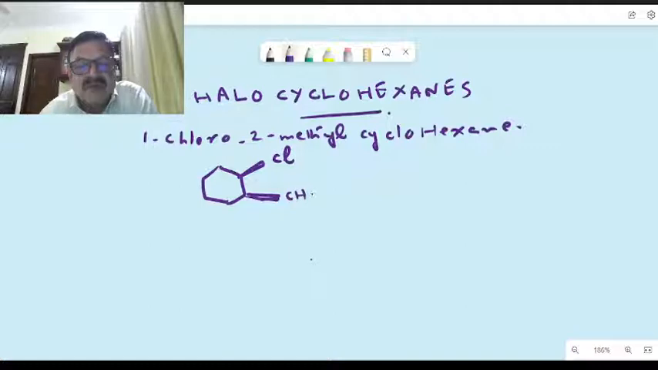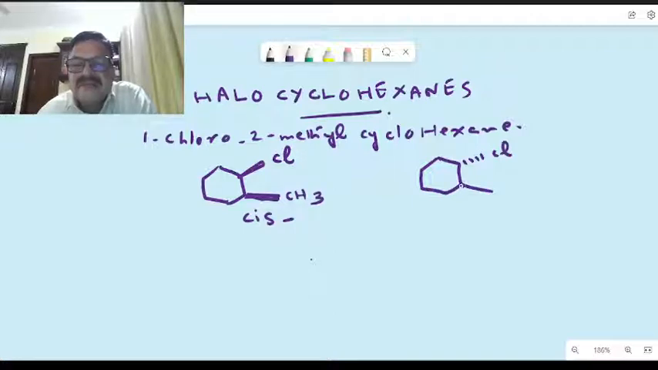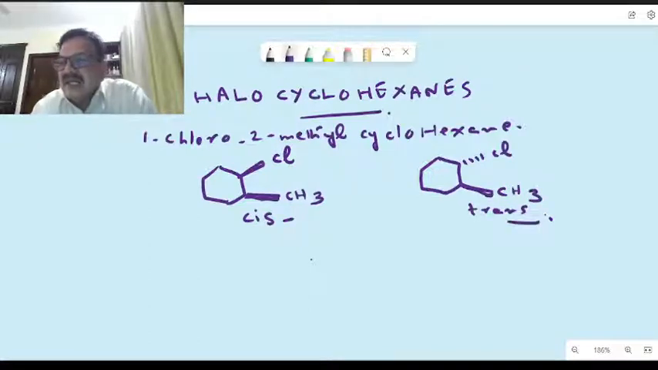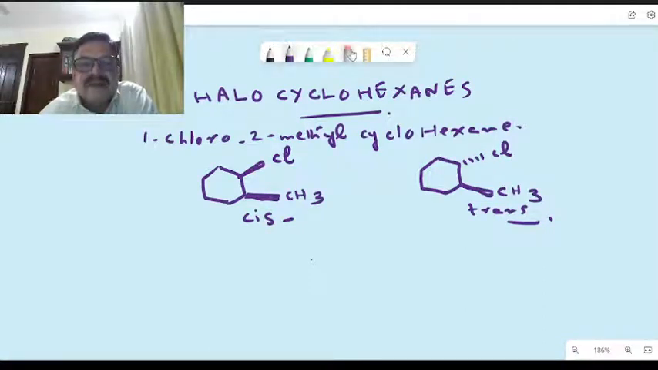Both the groups are above the plane of the ring here. So this is the cis form. Then we have the trans form. In the trans form, either of these groups will be below the plane, and one will be above the plane here. So this is the trans form. Correct. Cis isomer and trans isomer. Now let us see the chair conformations of the cis isomer, how the reaction will take place here. We will draw the cis isomer here.